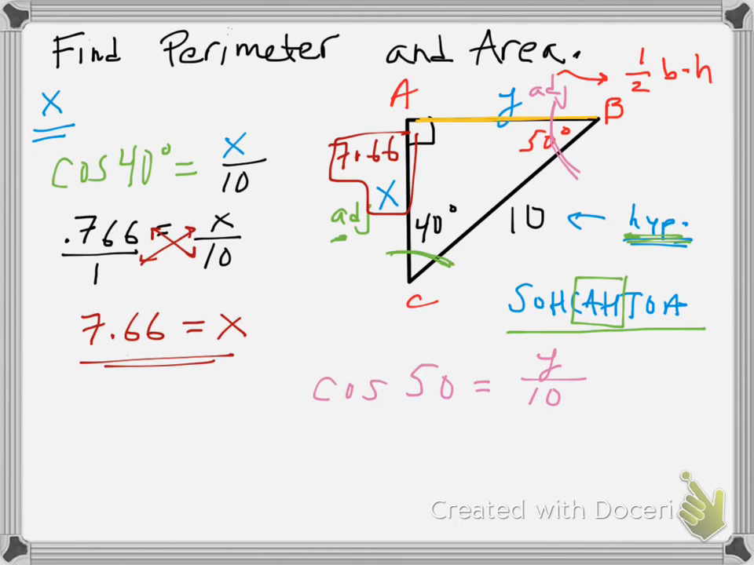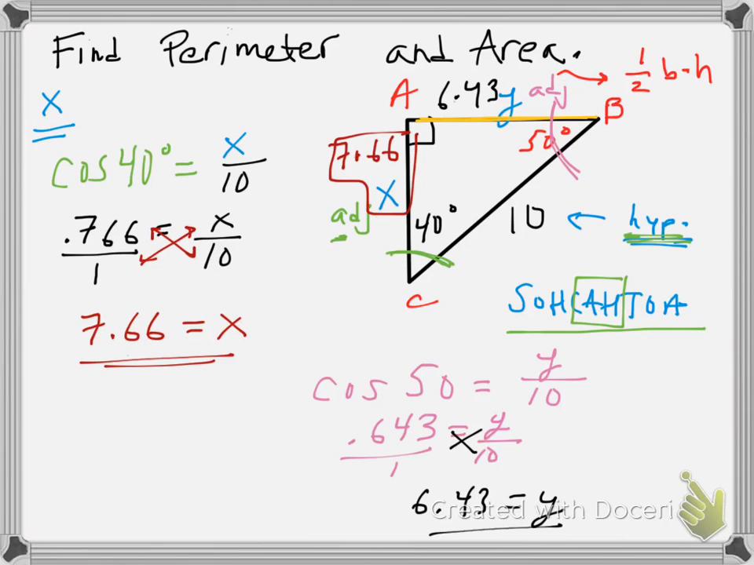Cosine of 50 looks kind of weird to me, so let me just make that a number. 0.643 according to the calculator. 0.643, in degree mode, equals y over 10. I'm going to make that over 1 so I can cross multiply a little bit easier. And that's going to give me 6.43 equals y. 6.43. Okay, so we didn't have x, we didn't have y, but now we do.